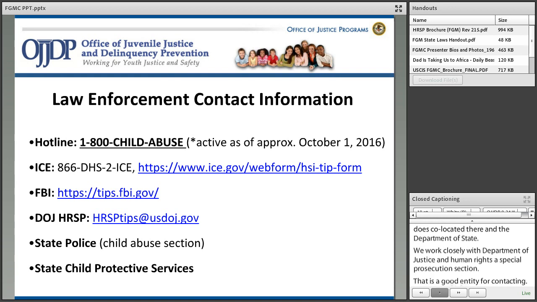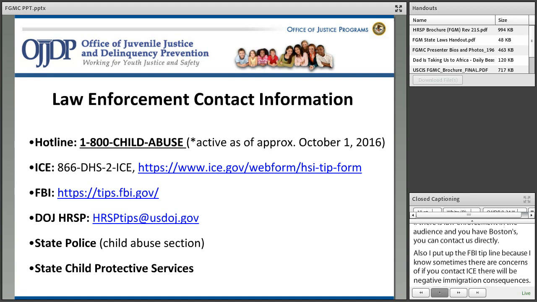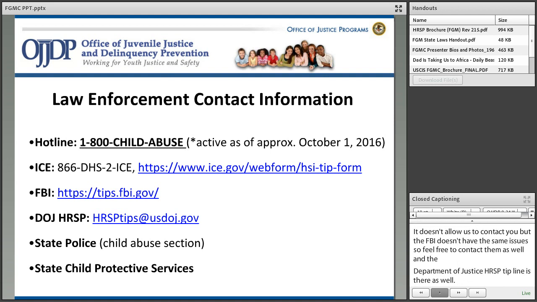And I also put up the FBI's tip line because I know sometimes there are concerns that if you contact ICE, there'll be some kind of negative immigration consequences, or that legal authority under state law doesn't allow you to contact us. But the FBI doesn't have those same issues, so feel free to contact them as well. And then the Department of Justice's HRSP tip line is also there. I've also put on there your local state police. They will have a child abuse section, or at least some kind of knowledge, and some of you are in the audience as well.